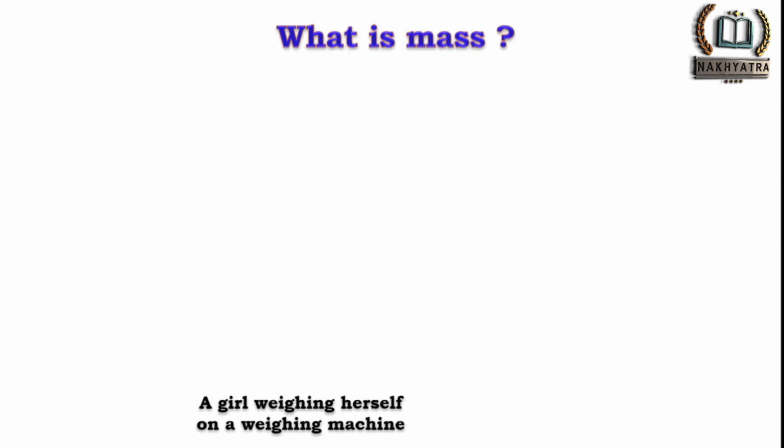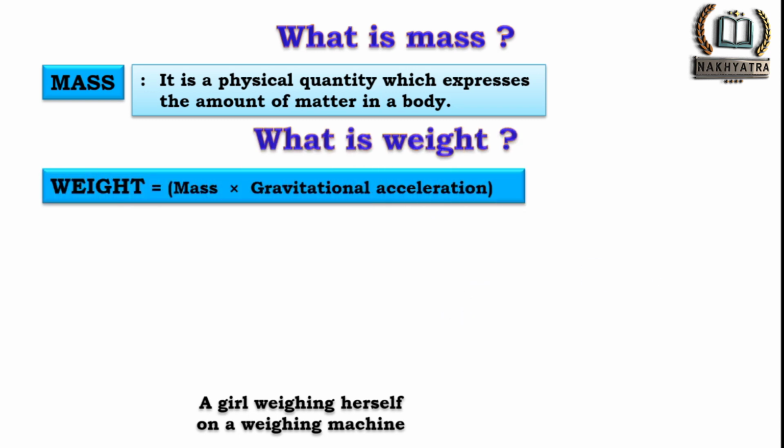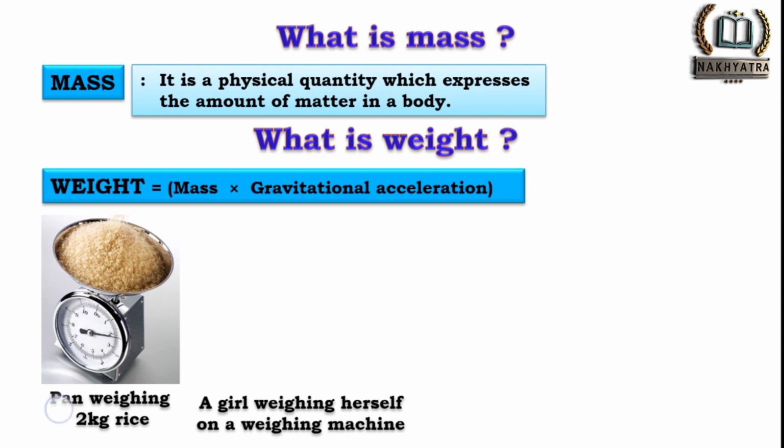Now let us see what is mass. Mass is a physical quantity which expresses the amount of matter in a body. Alright. Now next see what is weight. Weight is nothing but mass into gravitational acceleration. Now see examples of weight. Here you can see a person weighing 2 kg of rice. And in the second example, you can see a girl weighing herself on a weighing machine. Alright, this is very easy.